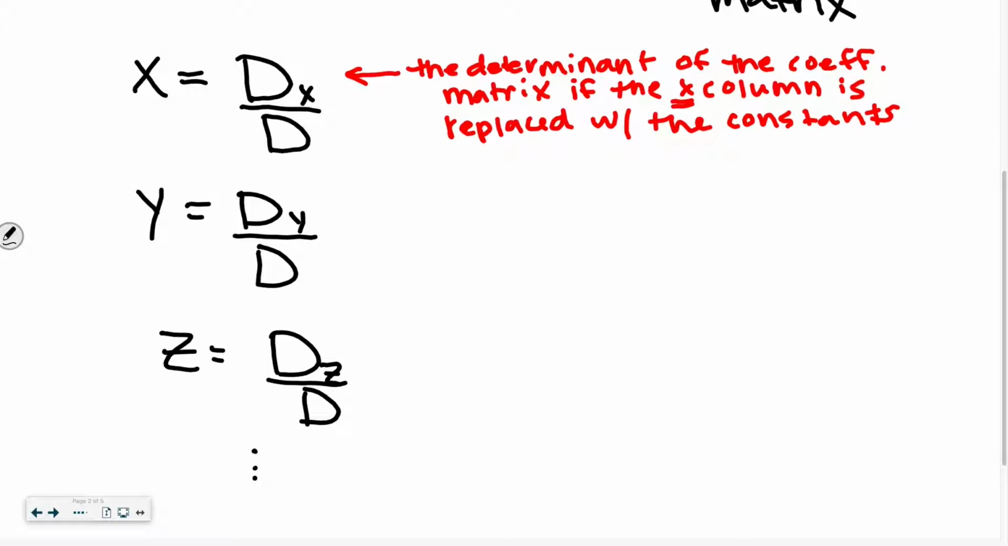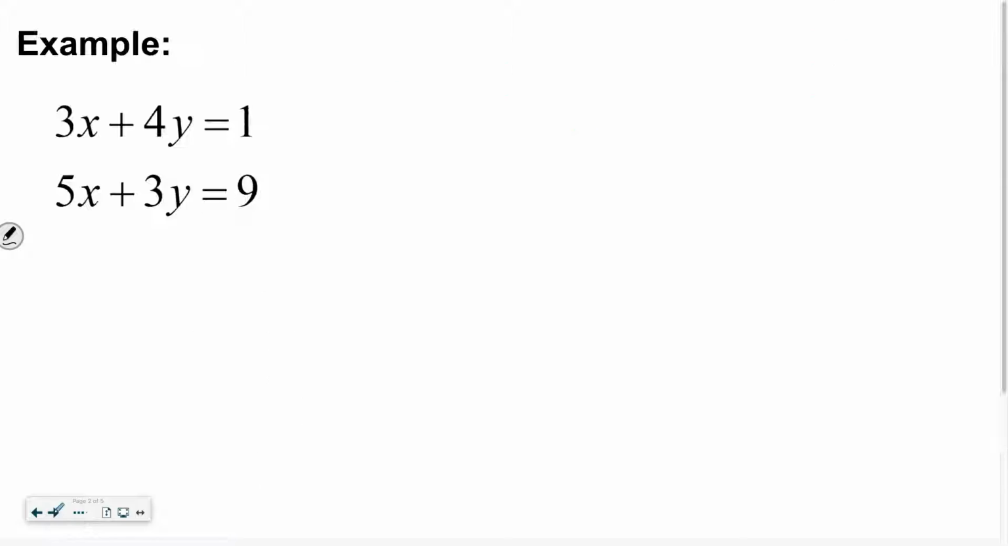Okay, so let's put this into action. We'll do two examples. We'll do one with a two-variable system, one with a three-variable system, and then you'll get some time to work on your homework assignment today. So here's our first example. 3x plus 4y equals 1, and 5x plus 3y equals 9.